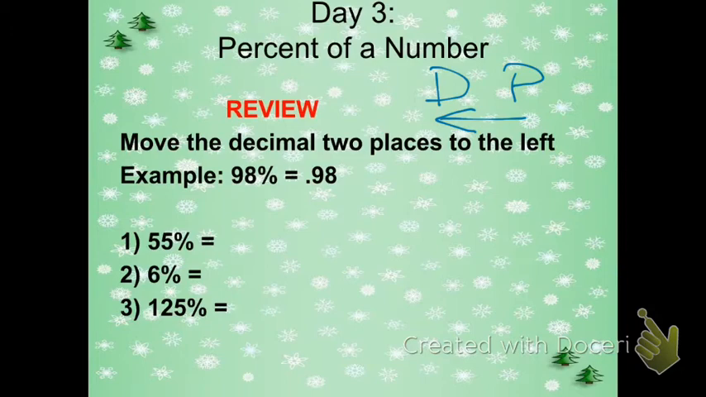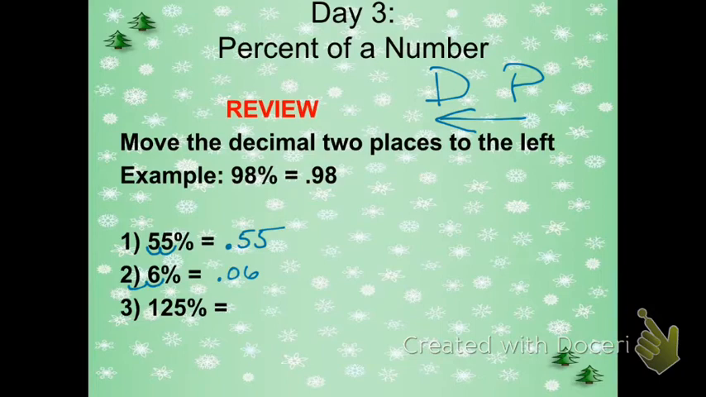Okay? So if we have 55%, what's that as a decimal? 55. Good. 0.55, or 55 hundredths. How about 6%? 0.06. Remember, two places, always two places, only two places. So 1, 2, we have to add a 0. 0.06.